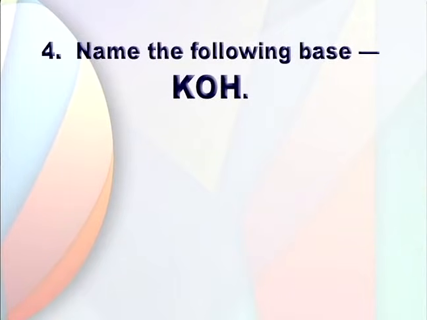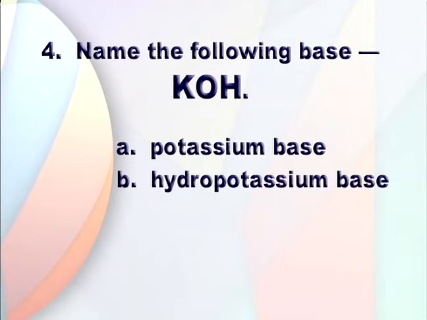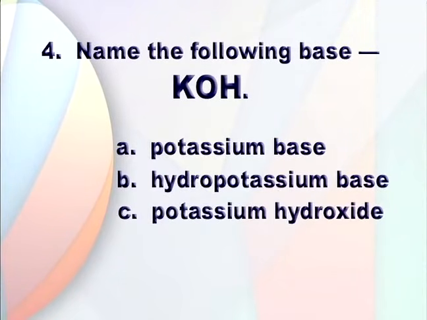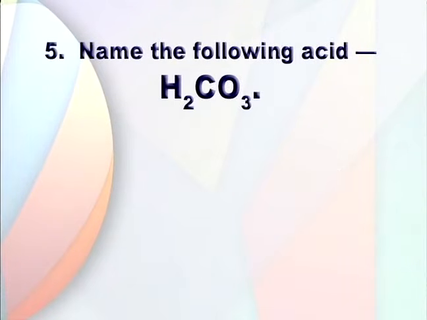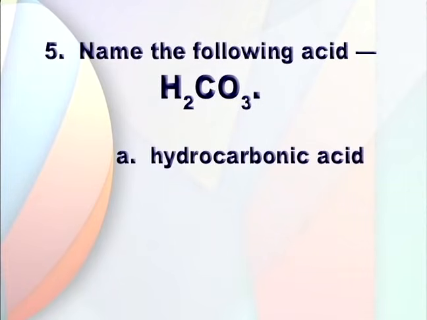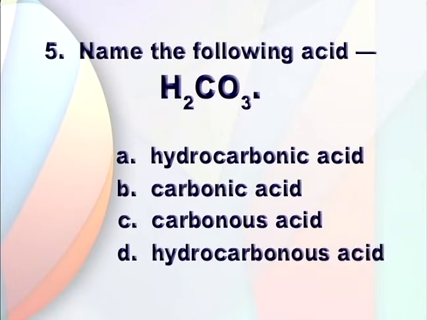Name the following base for question number 4. KOH. A, potassium base. B, hydropotassium base. C, potassium hydroxide. D, hydropotassium hydroxide. And finally, number 5. Name the following acid. H2CO3. A, hydrocarbonic acid. B, carbonic acid. C, carbonous acid. D, hydrocarbonous acid.